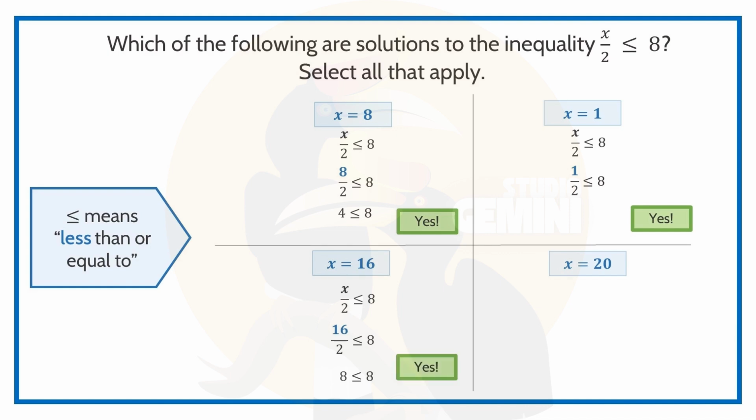Lastly, if we plug in x equals 20, we get 20 over 2 is less than or equal to 8. Since 20 over 2 is 10, and 10 is not less than or equal to 8, x equals 20 cannot be a solution. We can see that this inequality has many solutions. In fact, any x value 16 or smaller would be a solution. Now you are ready to practice finding solutions to inequalities on your own.